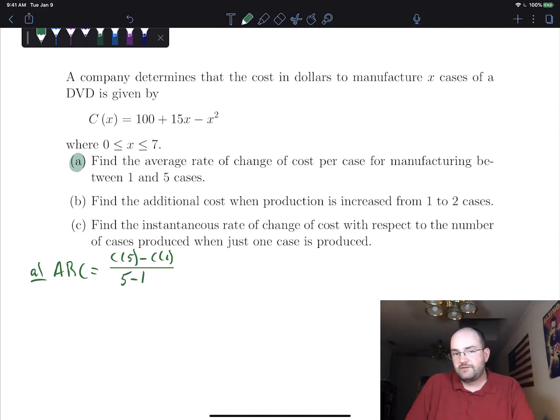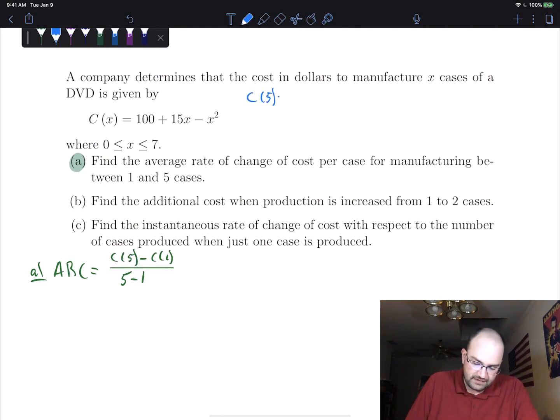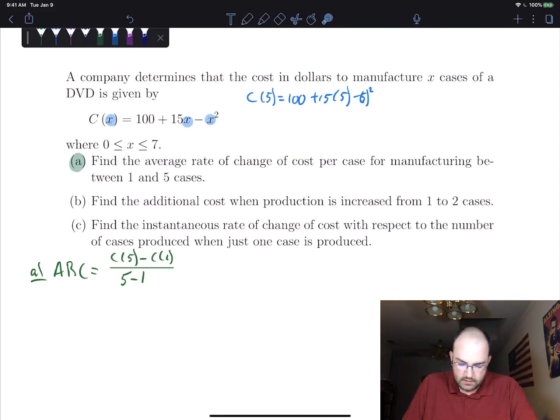And then you just figure out what these are. We need to figure out C of 5 and C of 1. Notice that C of 5 just means I replace all of the x's with a 5. So it gives me 100 plus 15 times 5 minus 5 squared. 15 times 5 is 75, so that's 175 minus 5 squared, which is 25, so 175 minus 25 is 150.